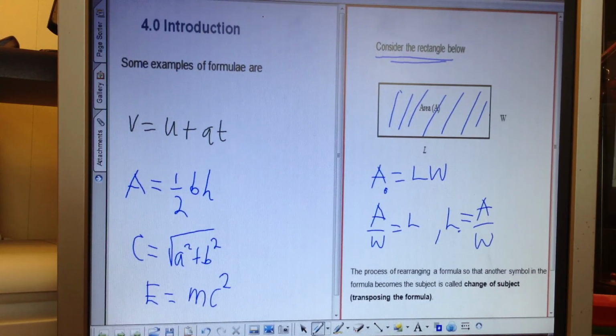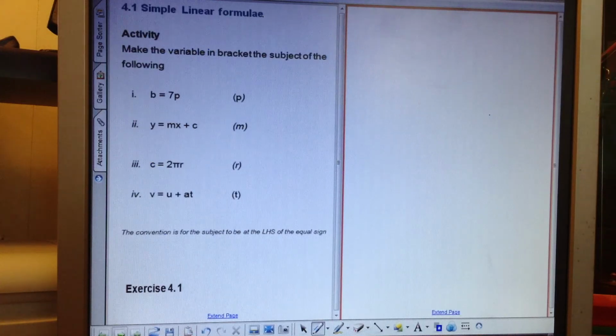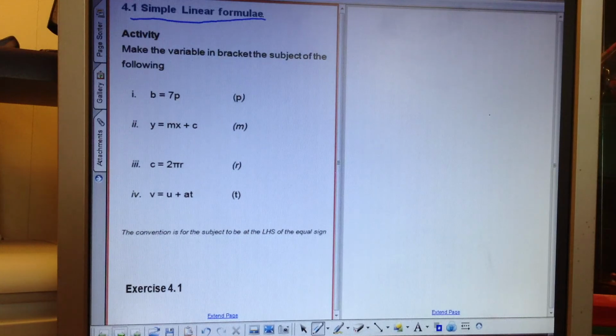The process of rearranging a formula so that another symbol in the formula becomes the subject is called change of subject, or transposing the formula. We are going to look at several cases of changing the subject of formula. 4.1 is a case of very simple linear formula. We want to make the variables in brackets the subject of the following.